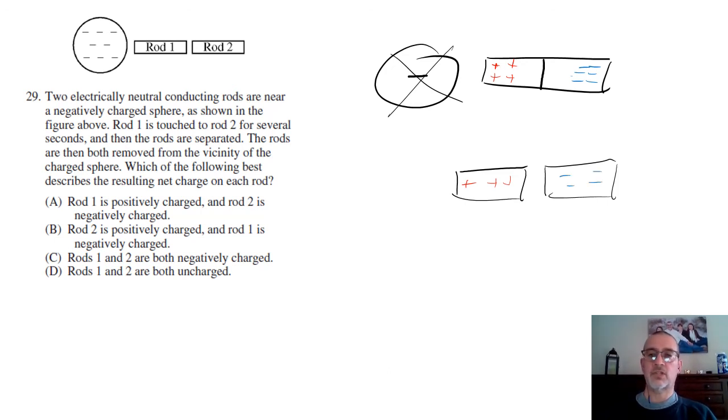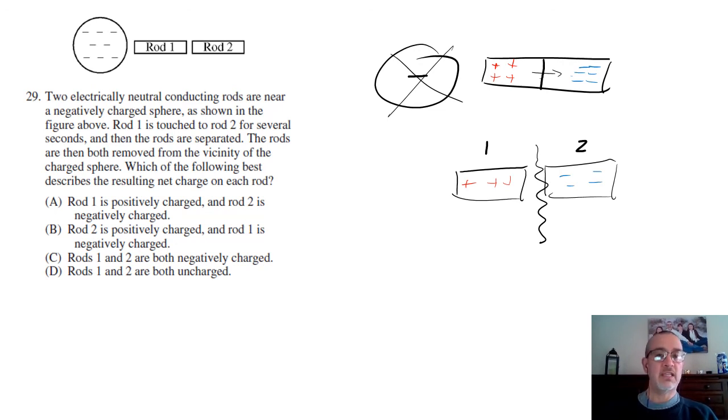And this is also assuming that they're not anywhere near each other, because they would still have a net positive and net negative. If they're close to each other, then I get some more polarization of that charge. So in the end, rod 1, this is number 1, is going to be positively charged, and 2 is going to be negatively charged, because when they are connected, some of the negative charge will flow to the right, and that will leave positive behind on the left.